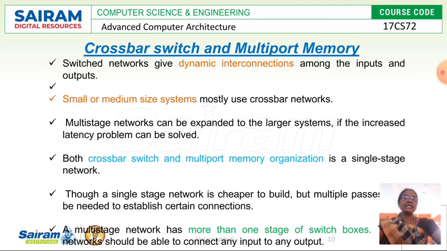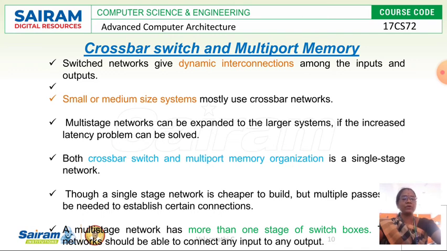Then the next type is the crossbar switch and multiport memory. We know that a crossbar switch is a dynamic connection. When is this dynamic connection acceptable? When the machine size is small or medium. When the machine size is small or medium, using this crossbar network is mostly acceptable.